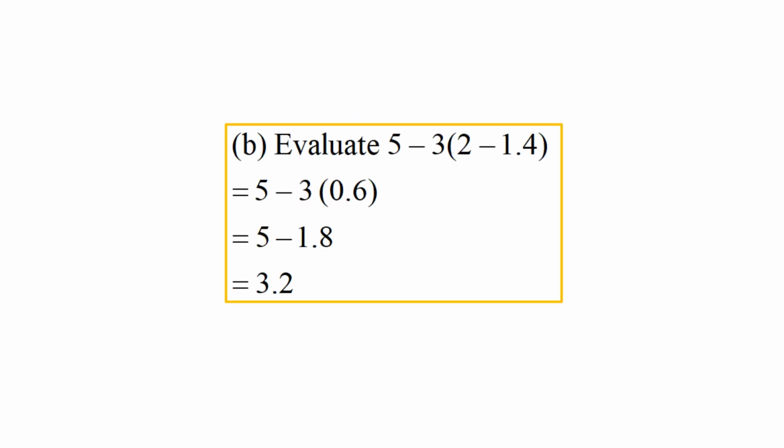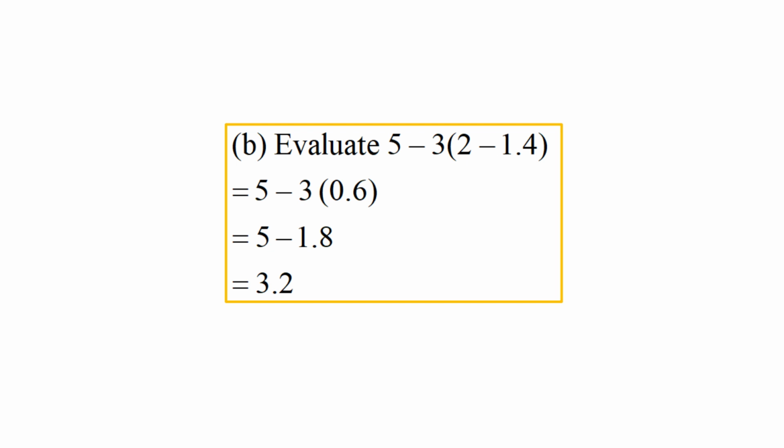Now, moving on to part B, we need to evaluate 5 - 3(2 - 1.4). First, we simplify the expression inside the brackets. 2 minus 1.4 is equal to 0.6. Now our expression looks like this: 5 - 3(0.6).